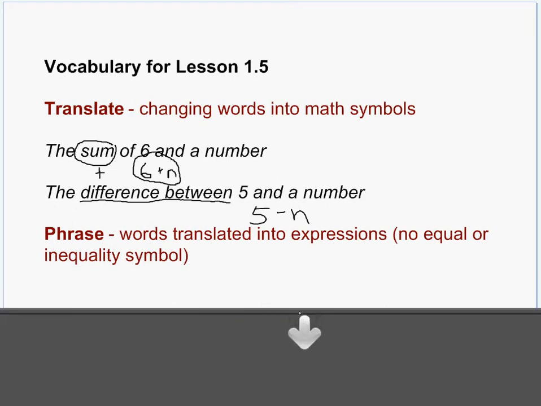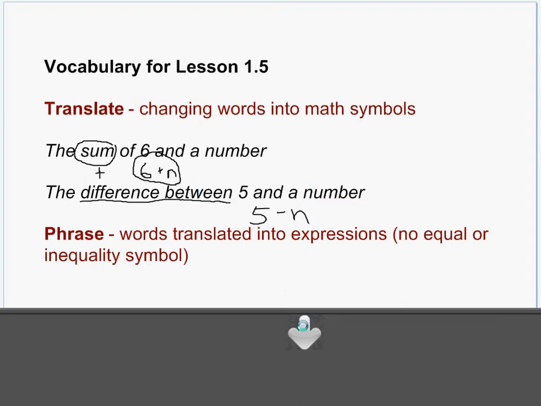Okay? Alright, let's look at the next vocabulary term. A phrase. A phrase is words translated into expressions. There's no equal sign or inequality symbol. So up here when we have 6 plus n, we have 5 minus n. See, there's no periods at the end. These are just little phrases, the sum of 6 and a number. Okay, those are just phrases. You're not going to have equal signs there or inequalities.